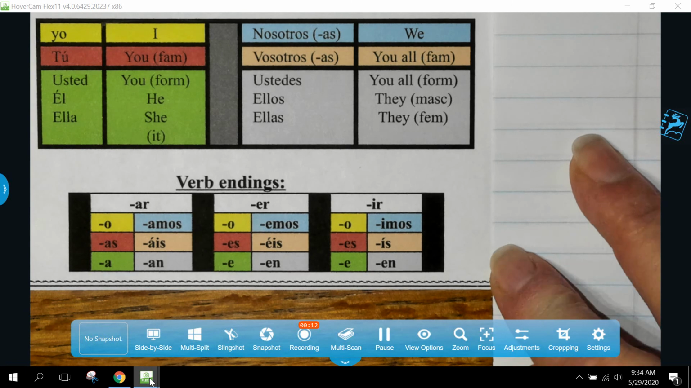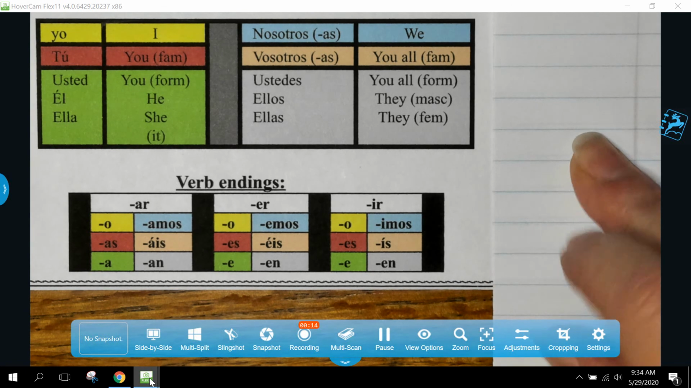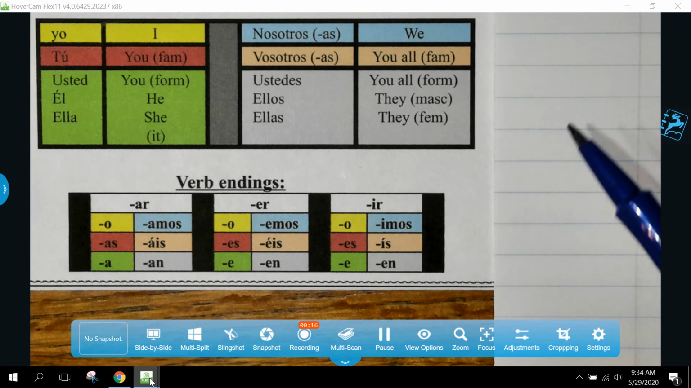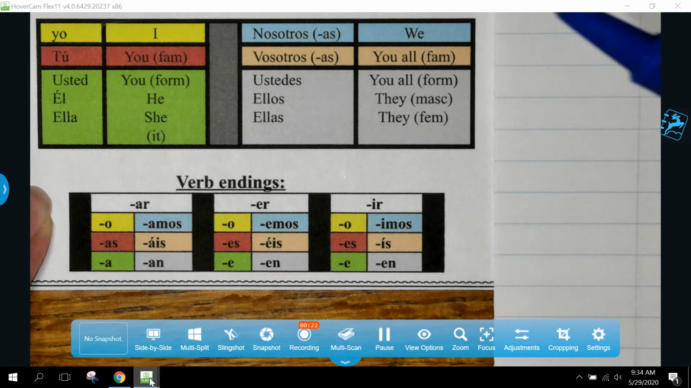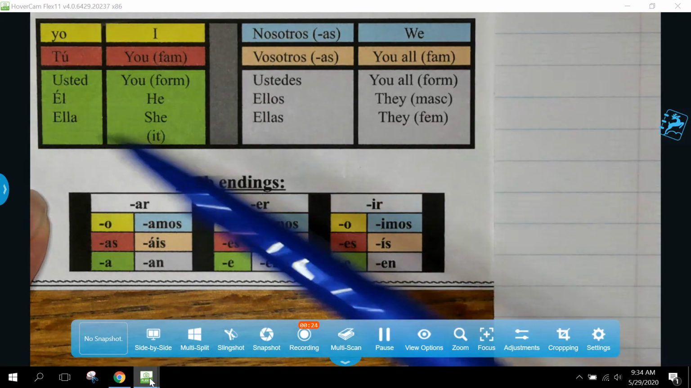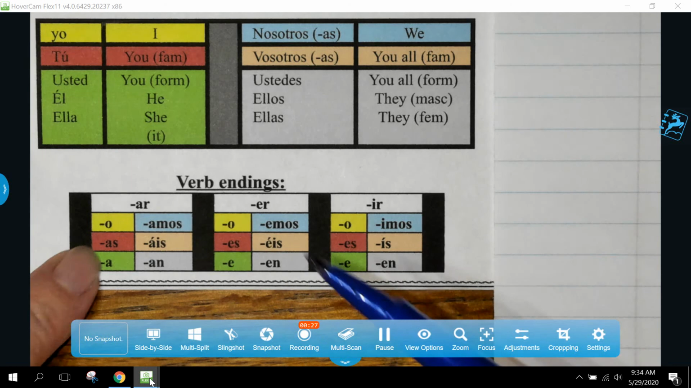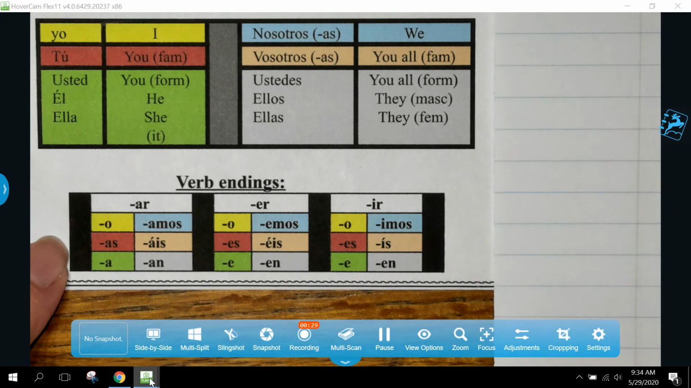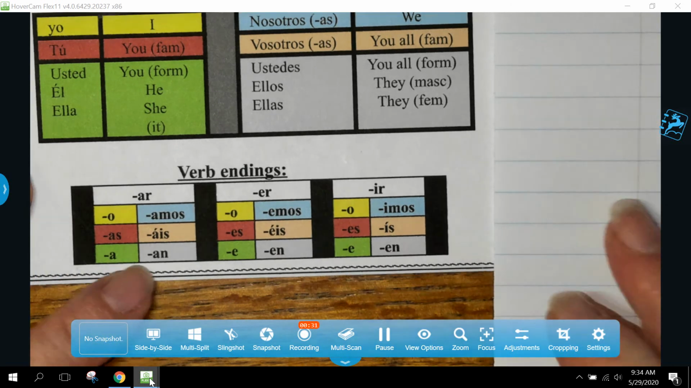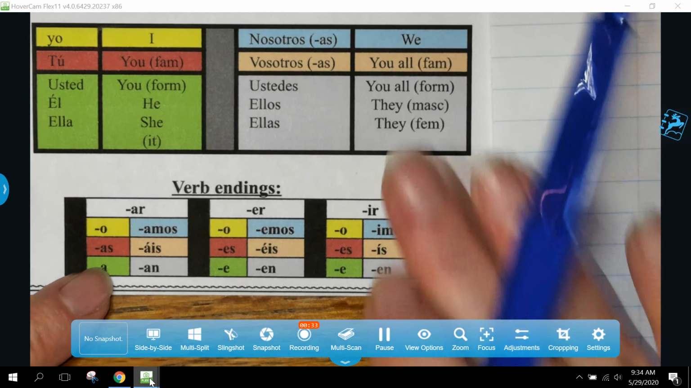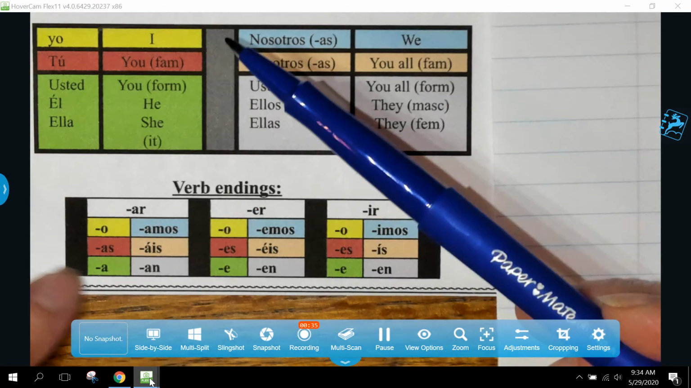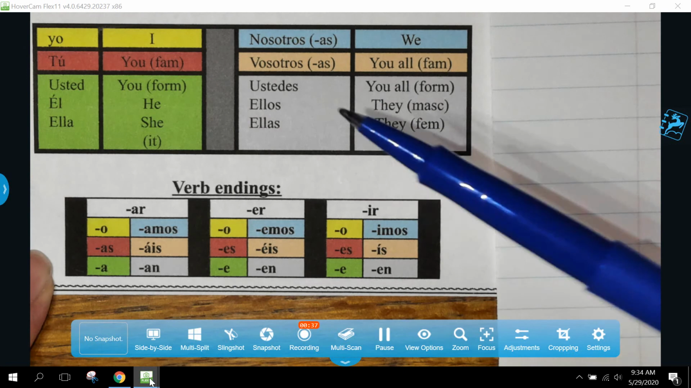First of all, I want you to notice that my charts here are color-coded. This is to help you to conjugate just in case you had trouble in Spanish 1. So, first of all, you should know all of the subject pronouns. You should already know the verb ending charts. And if you do not, time to memorize. Say them out loud, write them down.